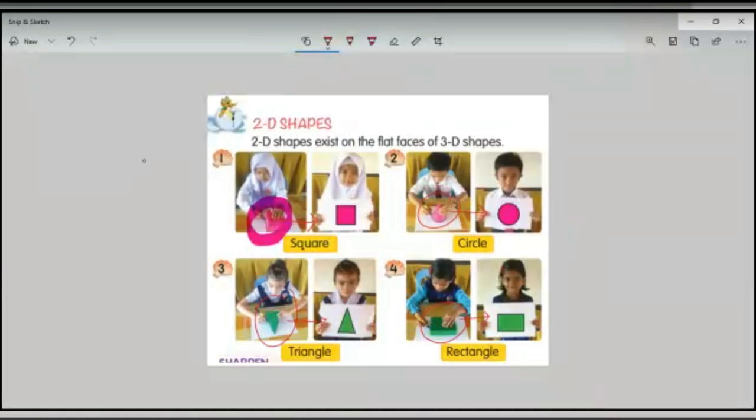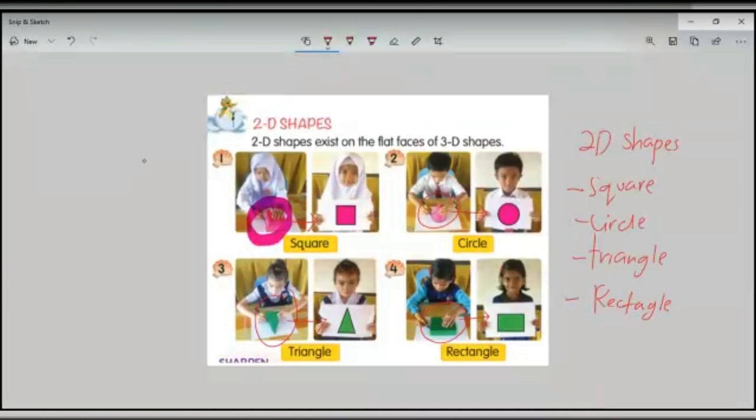So for today, you will learn about the 2D shapes. There are four 2D shapes here: square, circle, triangle, and the last one is rectangle.